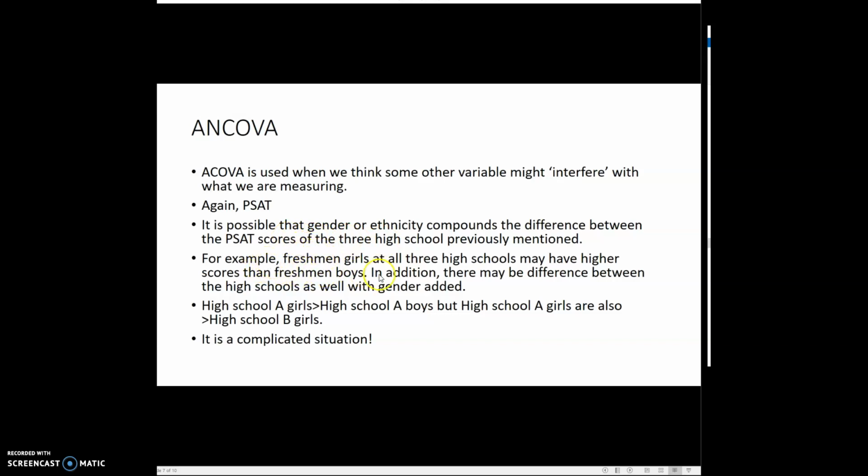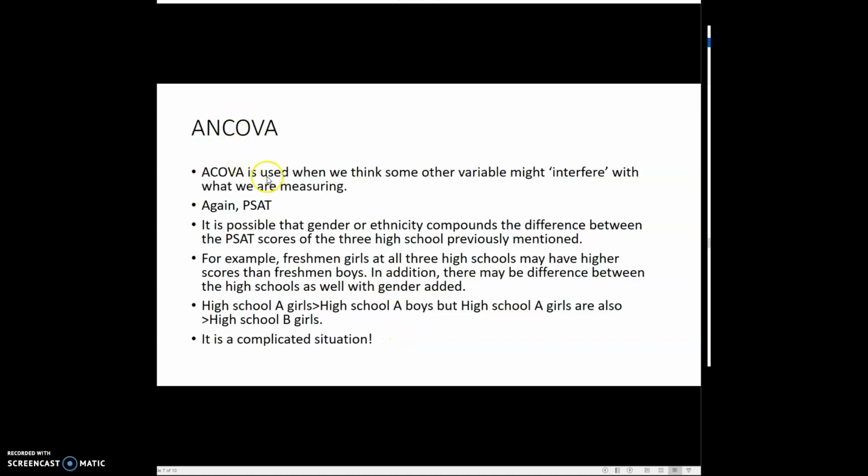So for example, the freshman girls at all three high schools may have higher scores than the freshman boys. In addition, there may be differences between the high schools as well as with gender added. So for example, we might see that the high school A girls, that is the girls that go to high school A, might have higher scores than the boys who go to high school A. But the high school A girls also have higher scores than the high school B girls. This is a very complicated situation and can only be really determined by using an analysis of covariance.